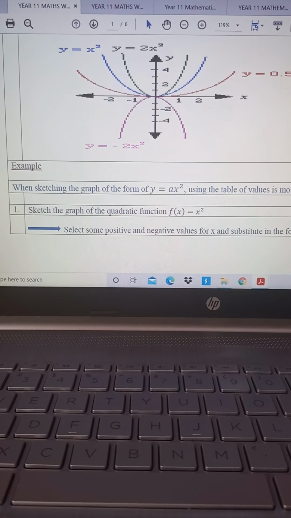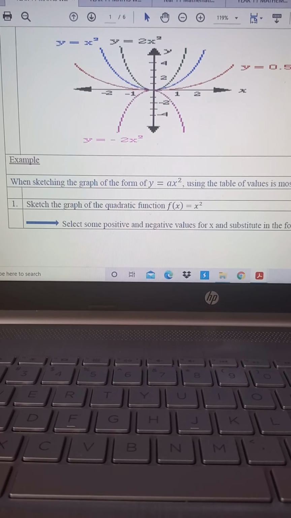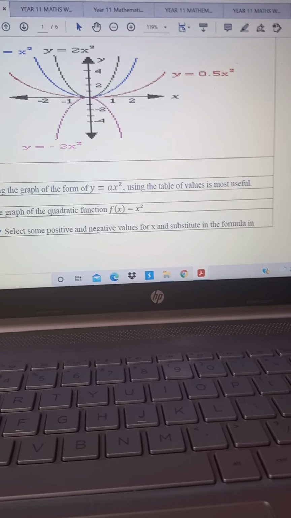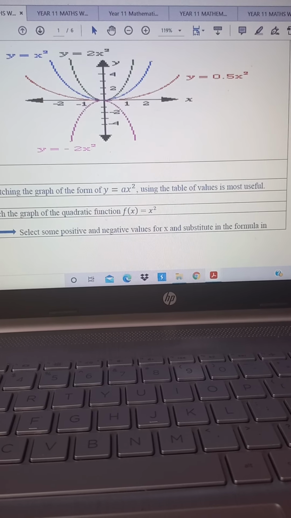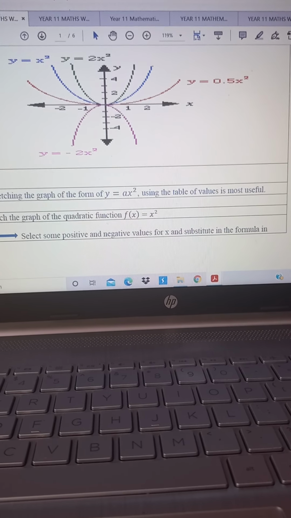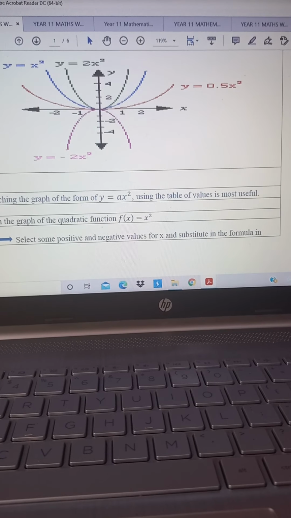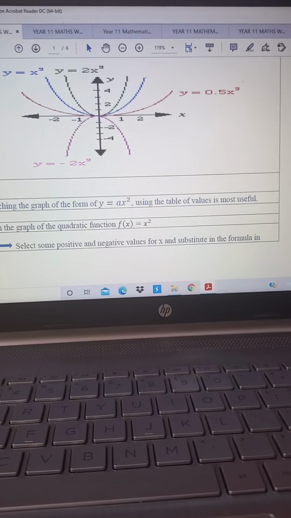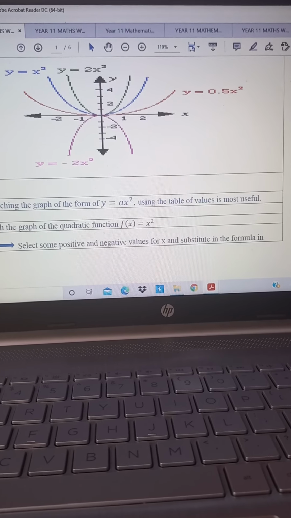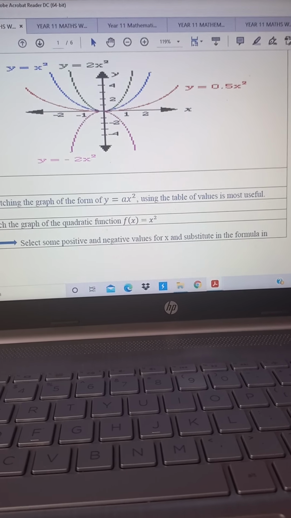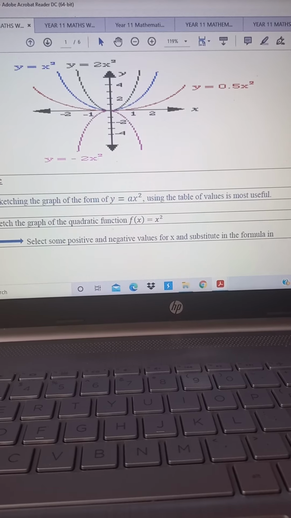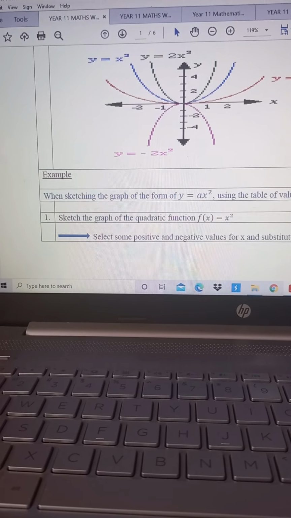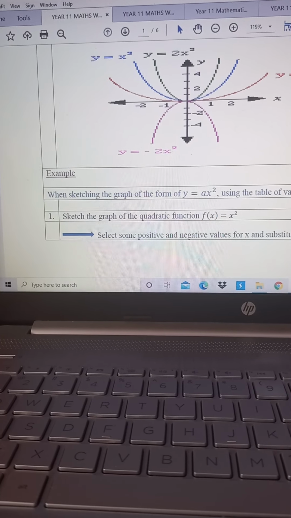Looking further, the example says when sketching the graph of the form y = ax² using a table of values, that is the most useful method. A table of values can be used to sketch any graph, whether it is a parabola or any other form of graph that you will be learning later. You can also use this table method if you are having difficulties with any other method. You will be awarded full marks all the time.